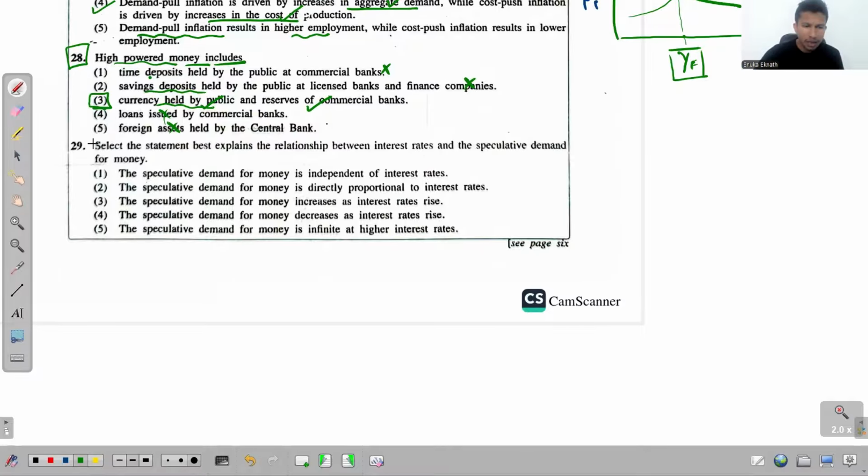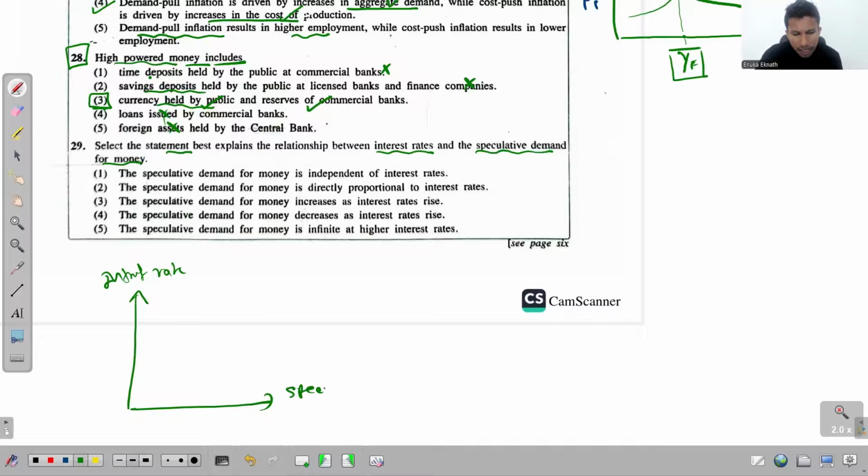Look at this question 29 now. Select the statement that best explains the relationship between interest rate and the speculative demand for money. So if you remember the diagram, how do we construct this one? We take interest rate to the y-axis, and then we take speculative motive money demand to the x-axis. And what's the shape of the curve? The curve takes this shape.